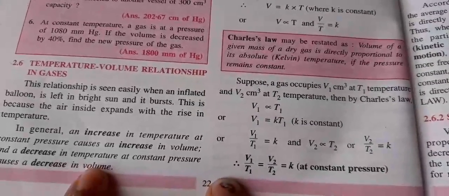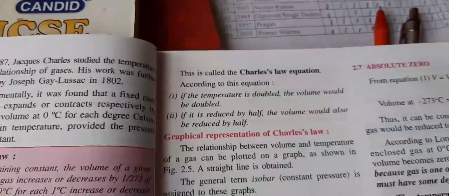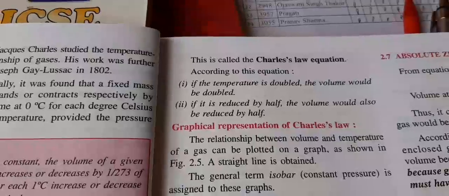This equation is known as the Charles' law equation. Now according to this, if the temperature is doubled, the volume should be doubled. If the temperature is reduced by half, the volume would also be reduced by half.